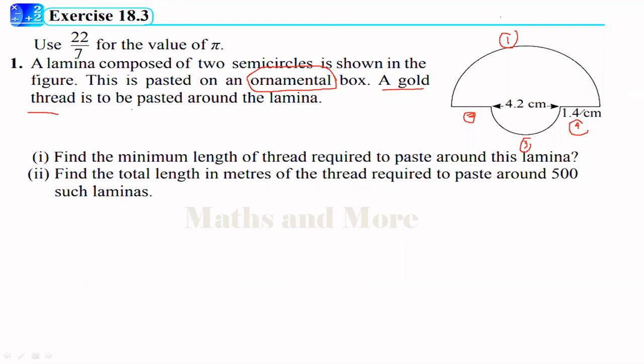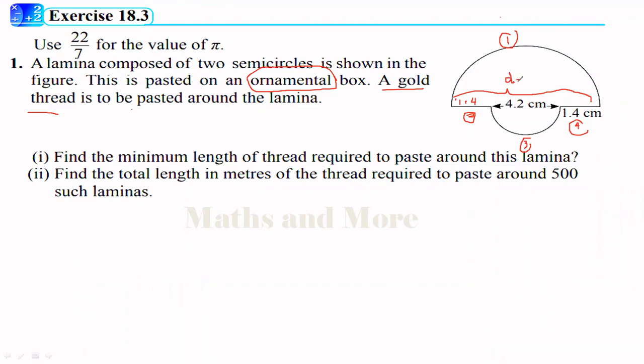Okay, this is 1.4, and this is also 1.4 because it is symmetrical. But we have to find the bigger semicircle and the smaller semicircle. In the smaller semicircle, the diameter is 4.2. For the bigger semicircle, you have to add all these lengths to get the diameter. So what should be the diameter of the bigger semicircle?